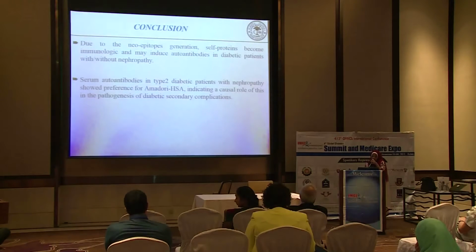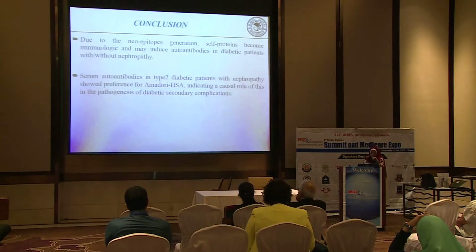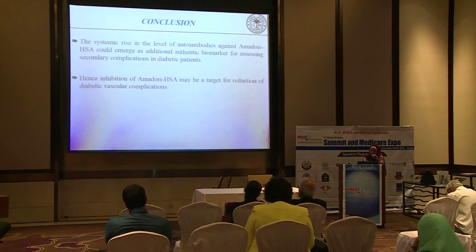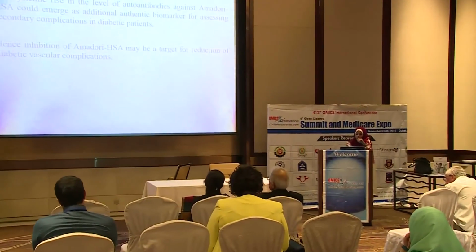So the conclusion of my study is that, due to neoepitope generation, self-protein becomes immunogenic and may induce autoantibodies in diabetic patients with or without nephropathy. Serum autoantibodies in type 2 diabetes patients with nephropathy show preference for the Amadori-HSA, indicating a causal role of this in the pathogenesis of diabetic secondary complications. The systemic rise in the level of autoantibodies against Amadori-HSA could emerge as an additional authentic biomarker for assessing secondary complications in diabetic patients with or without complications. Hence, inhibition of Amadori-HSA may be a target for reducing or delaying diabetic vascular complication progression.